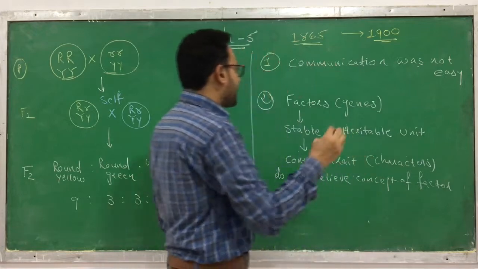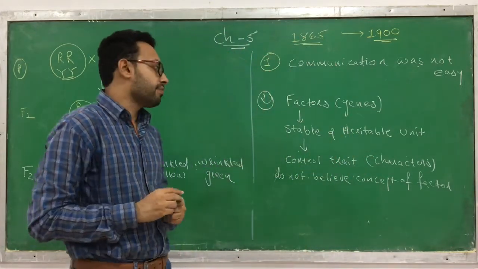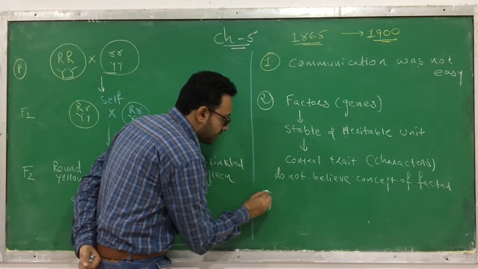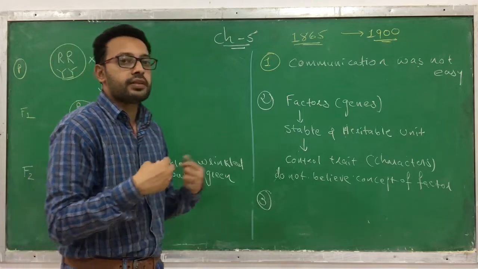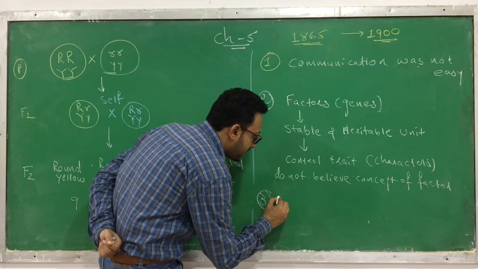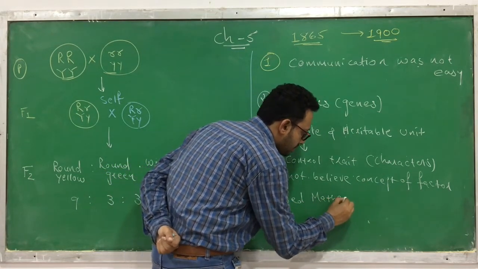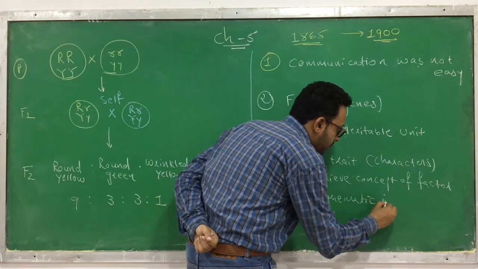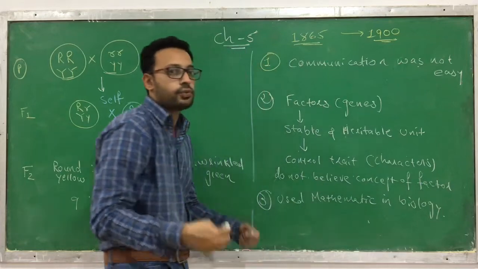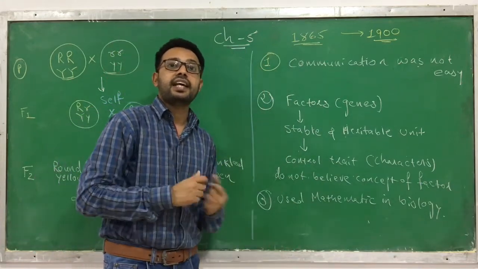Clear? This is the second reason why the Mendel experiment remained unrecognized for a number of periods. Okay, so he proposed these factors. The third reason why Mendel's work was not recognized is that Mendel used mathematics in biology, like a plus b whole square is equal to a square plus 2ab plus b square. He even did statistical analysis.